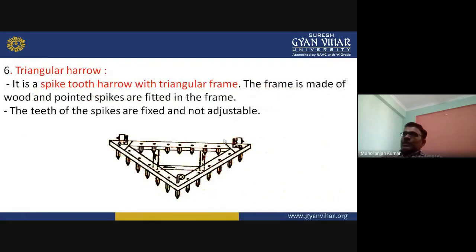Now the other type of harrow is the triangular harrow. So this is similar to the spike tooth harrow, but in the spike tooth harrow, the frame was rectangular, while in this case, the frame is triangular. That's why this is known as the triangular harrow. The frame is made of wood and pointed spikes are fitted in the frame. The teeth of the spikes are fixed and not adjustable.